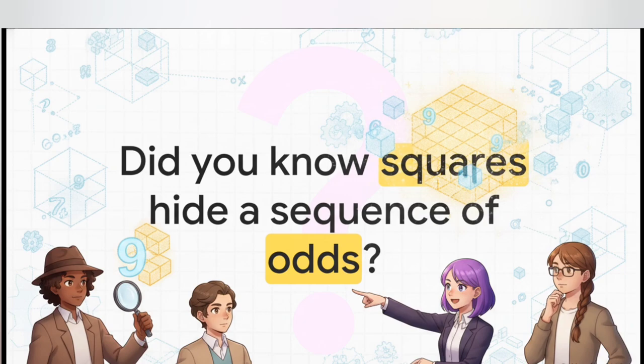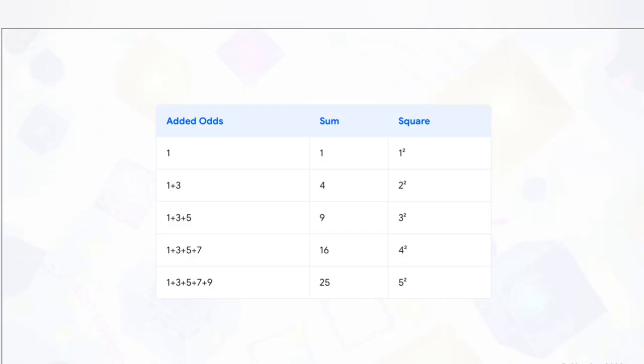Now, I want you to put on your detective hats for a second. We usually think of a square number as just a number multiplied by itself. 3 times 3 equals 9. But did you know every perfect square is actually hiding a sequence of odd numbers inside of it? No way, right? Let's look. Just look at how this math breaks down.